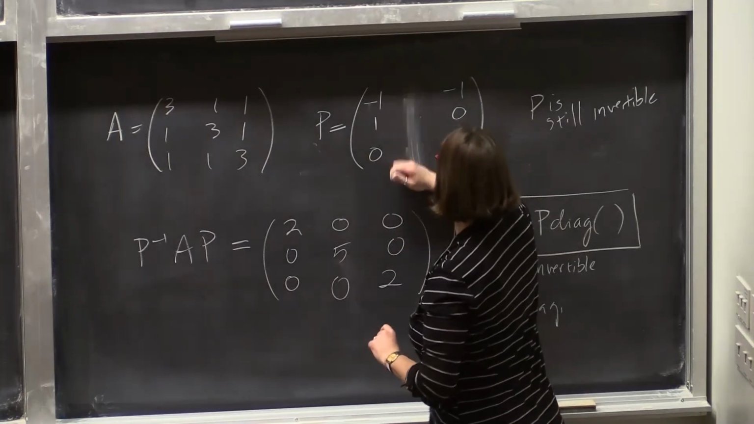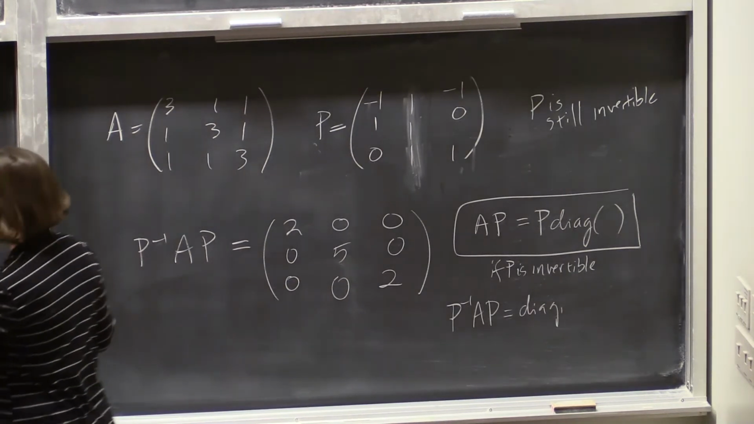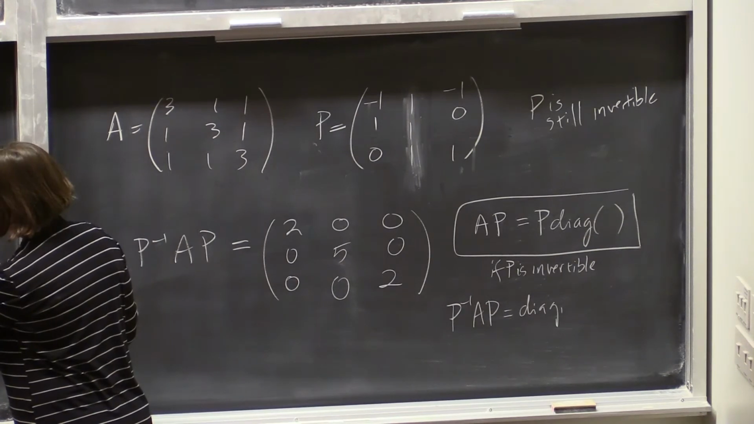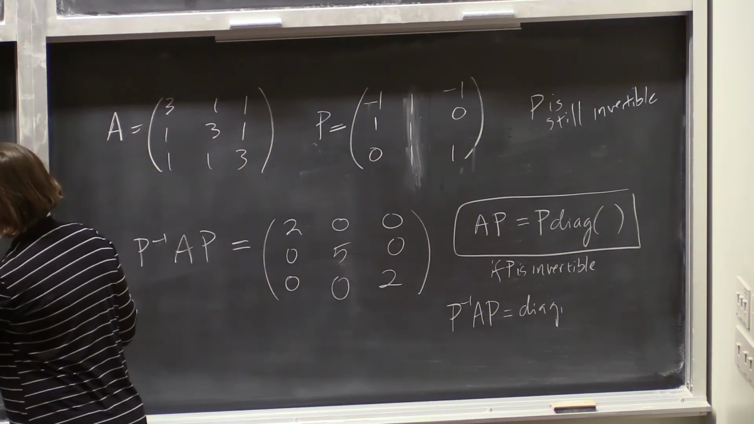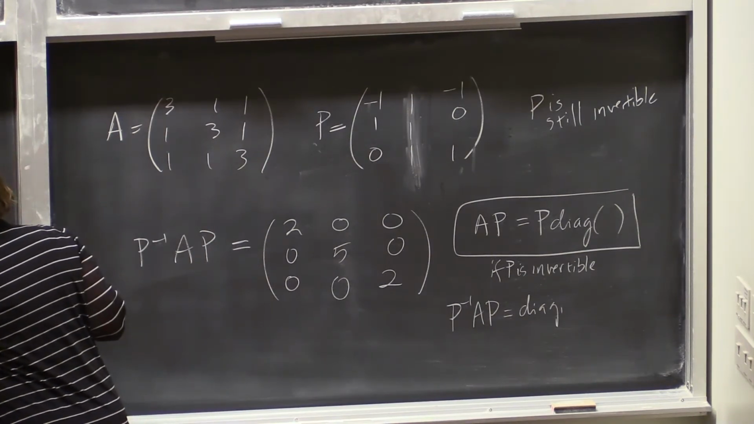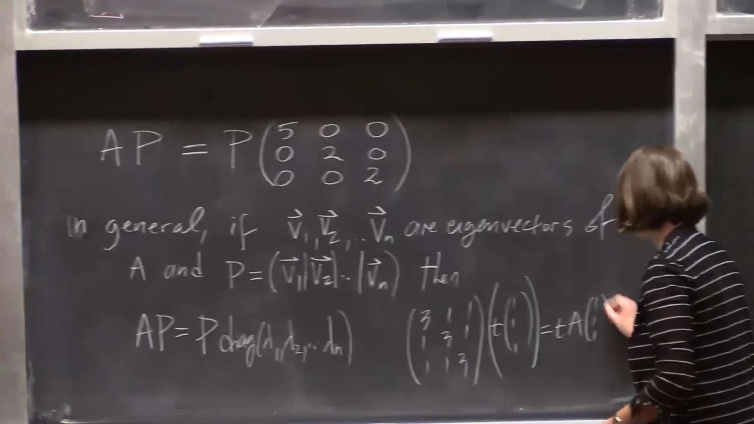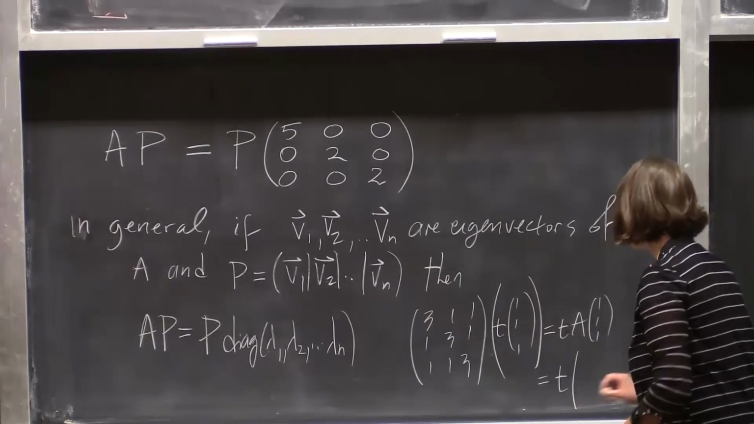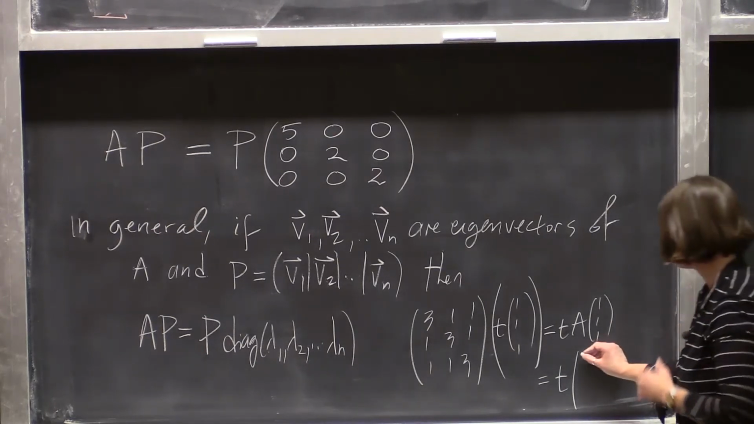Okay, we need to look at that. So let's look at 3, 1, 1, 1, 3, 1, 1, 1, 3 times t, t, t. In my case, I chose t to be pi. All right? So if t were pi, I'd have pi, pi, pi. T is a number. Can it run through matrix multiplication? Yes. So this is going to be t, A times 1, 1, 1, which is t times, what is A times 1, 1, 1? 5, 5, 5.